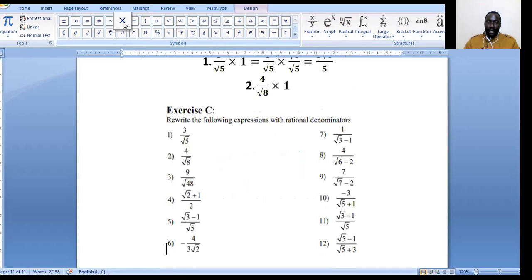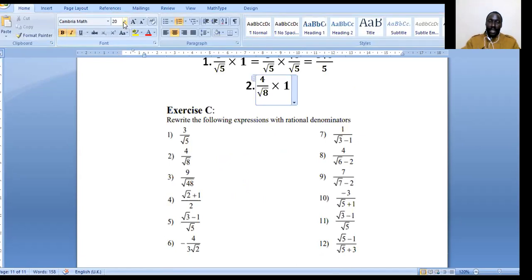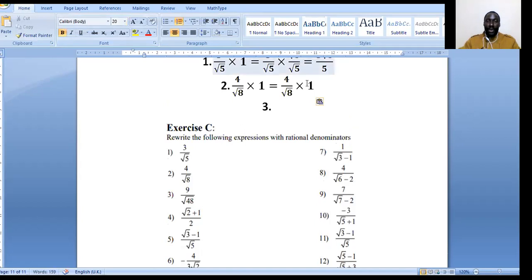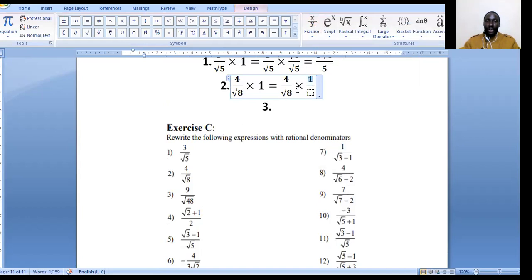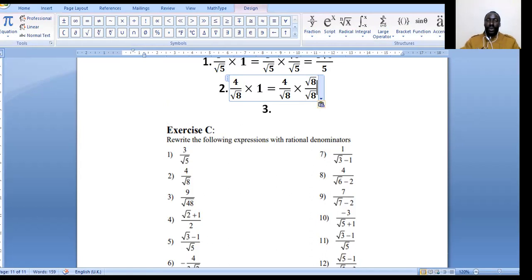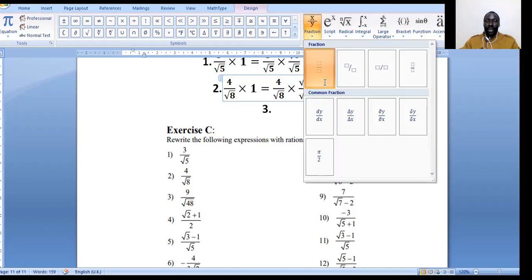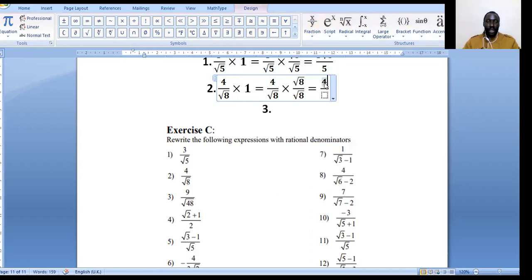But now, in the step which follows, we want to replace this 1 here with a number or a fraction which will reduce to 1, which in this case is what? Square root of 8 over square root of 8. So instead of writing 1 there, we have square root of 8, and here square root of 8. What do we have for this? For the numerator, that will be 4 times square root of 8. Then for the denominator, that will be the square root of 64, which is 8.